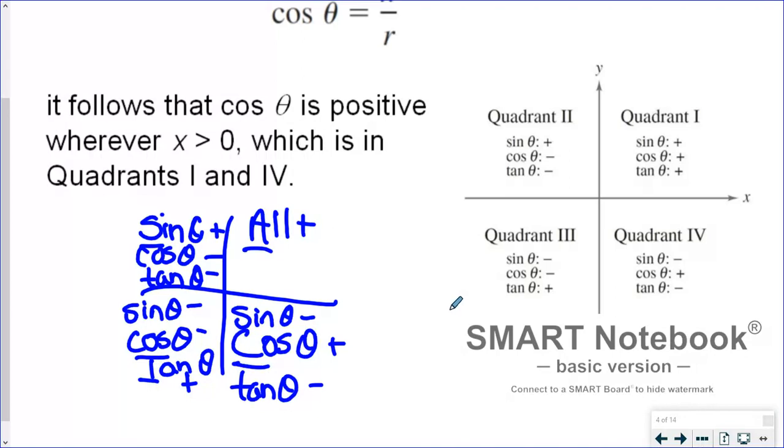Now, of course, reciprocal functions just follow the same signs as their reciprocal companion. Just because you flip a fraction doesn't mean that it changes the sign. So wherever sine is positive, cosecant is also positive. Wherever cosine is positive, secant is also positive. And wherever tangent is positive, cotangent would also be positive.